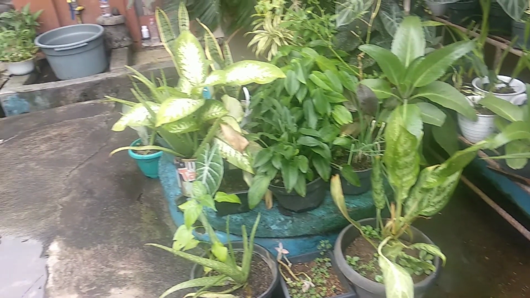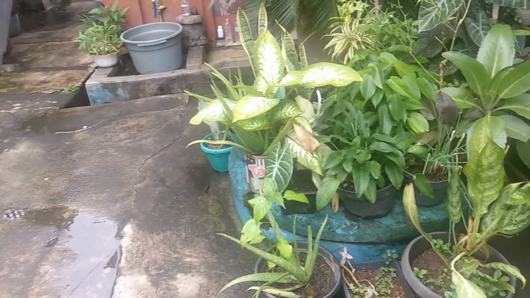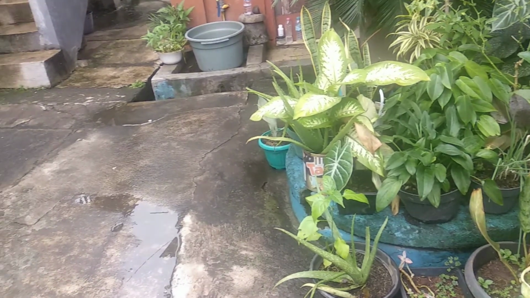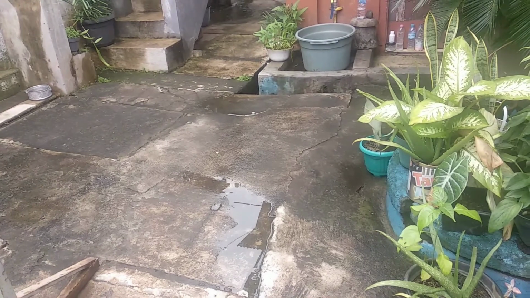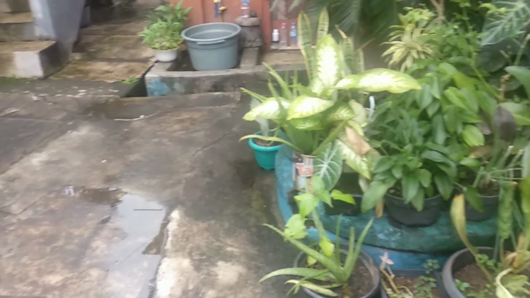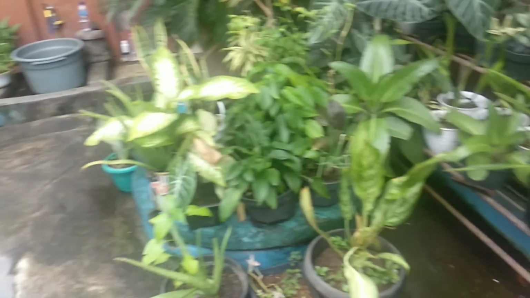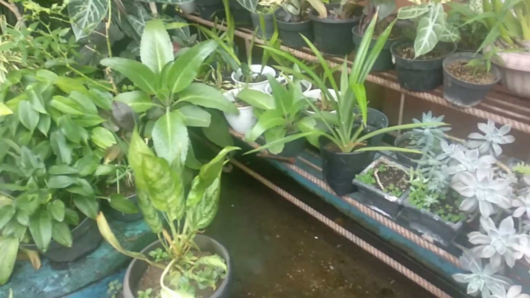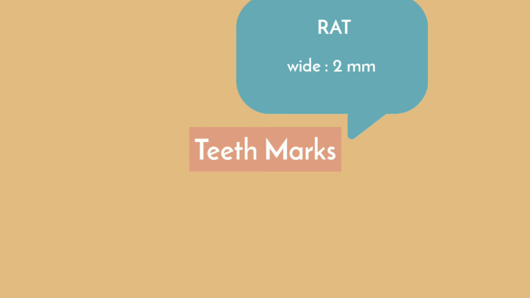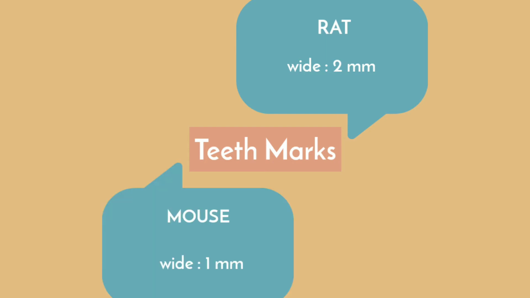I'm trying to look for the teeth marks and also the footprints of the rodents from the place where I found the droppings, but I can't find the teeth marks or the footprints of the rodent. So if you want to observe and find the teeth marks, you can use a magnifying glass, because the width of the rat teeth marks is about 2 millimeters wide, and for the mouse teeth marks are about 1 millimeter wide.